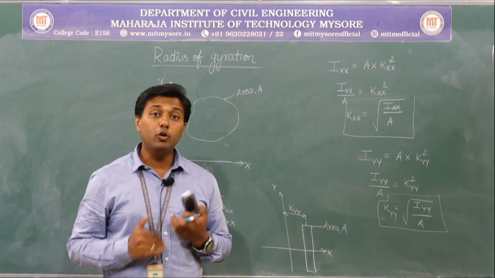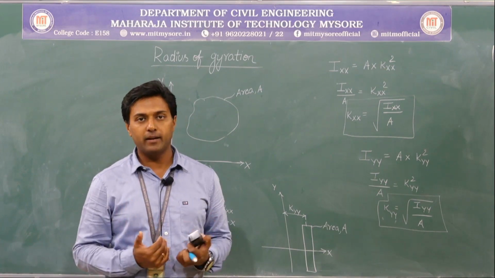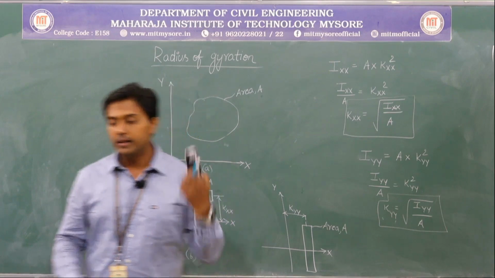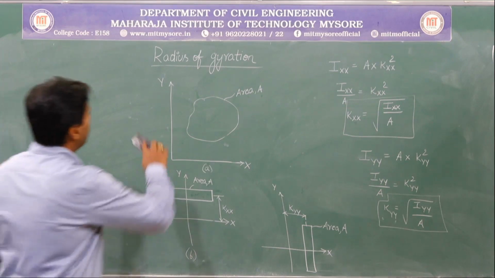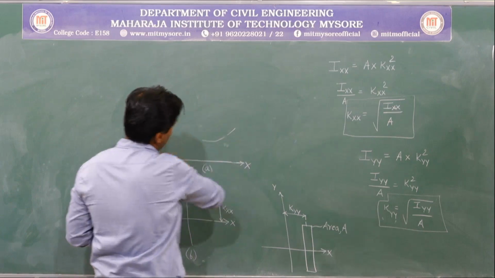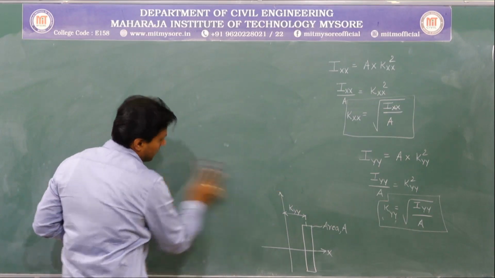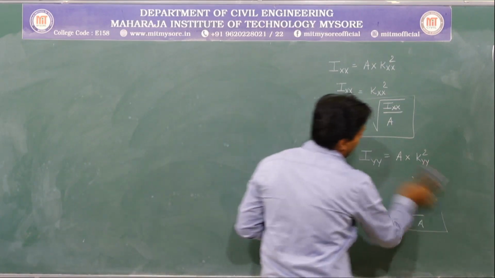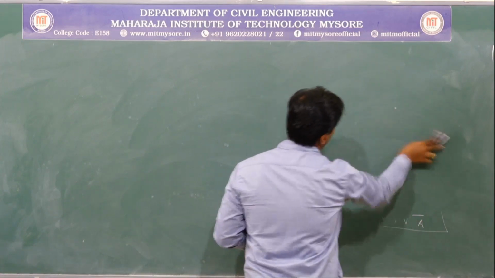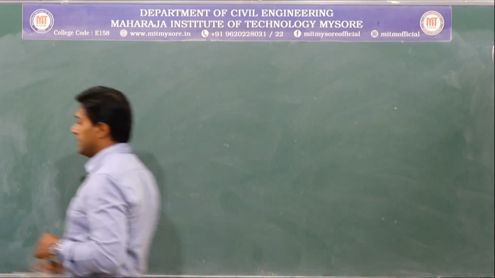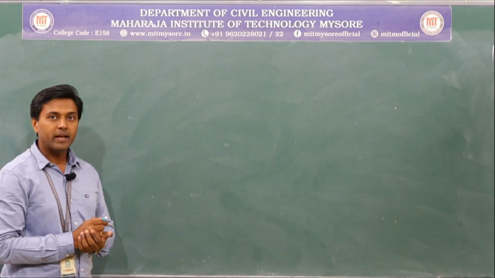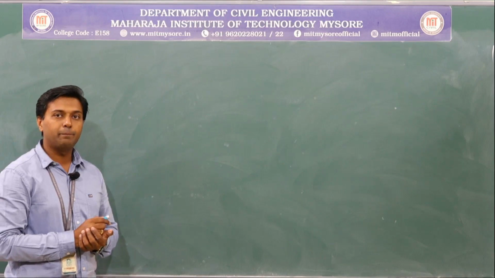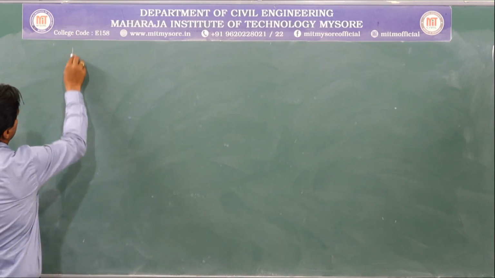Now there are 2 theorems. Let me move on with the next topic. There are 2 theorems in moment of inertia. The first one is the perpendicular axis theorem. The second one is the parallel axis theorem. So let me take up the first one, the perpendicular axis theorem.